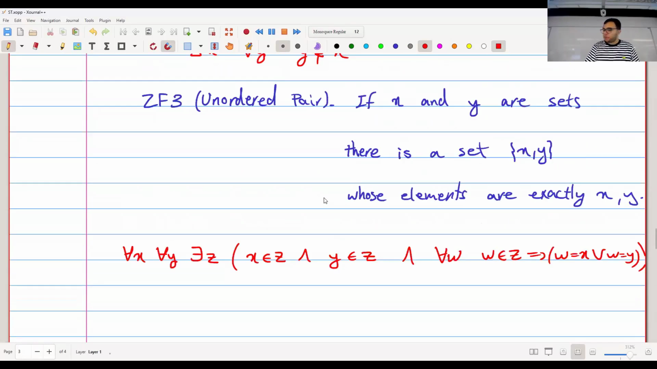Okay. But what does this tell you? This tells you that if you have basically two elements, you can put them together and create a set. But also, this axiom is not saying that x and y should be different. It says for every x and y. So I can have a case where x is equal to y. So I can take x and itself and make a set that has only one element, which is just x.